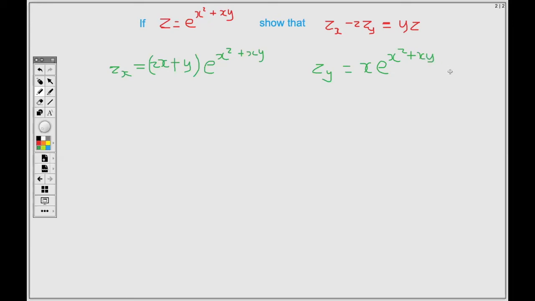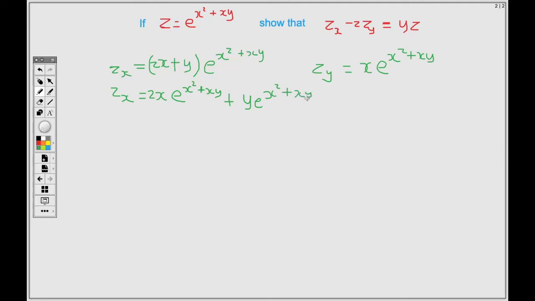Now, before I substitute into the equation to show that the left is equal to the right, I will be expanding the bracket that I have here. So multiply the exponential times 2x, it becomes 2x e to the x squared plus xy. Then we multiply the y times the exponential. So we'll have y e to the power x squared plus xy.